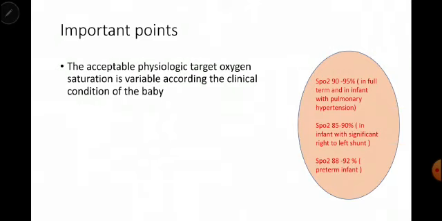in babies with significant right to left shunt, and between 88 to 92% in preterm babies, because in preterm we are very concerned about retinopathy of prematurity. So we don't need an autosat higher than 92%, and we don't need to increase the FiO2 and increase the risk of retinopathy of prematurity.